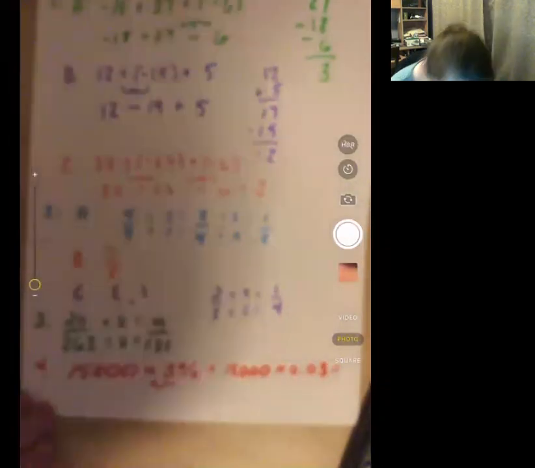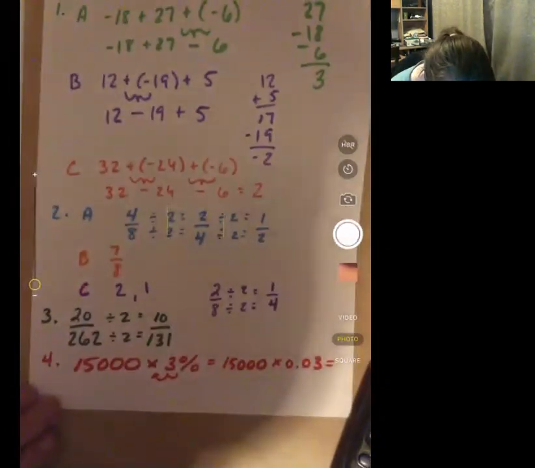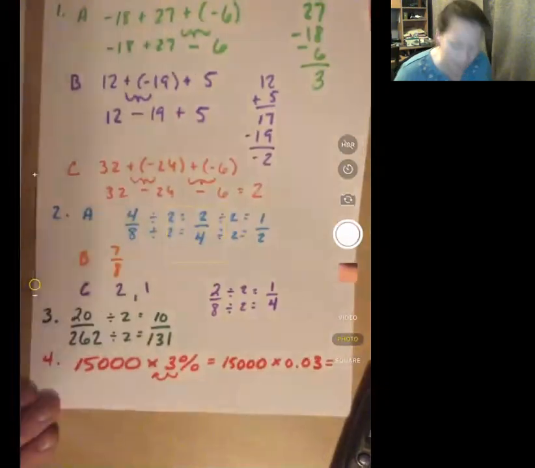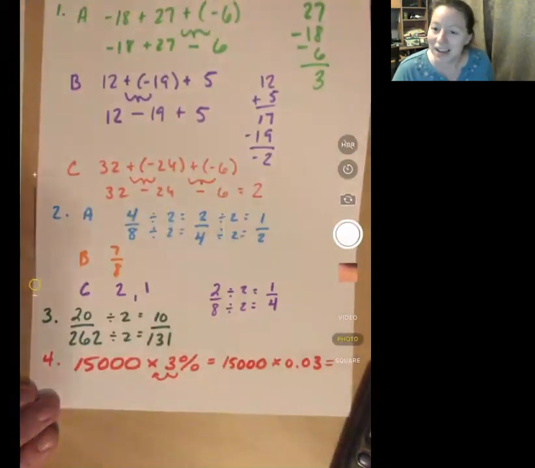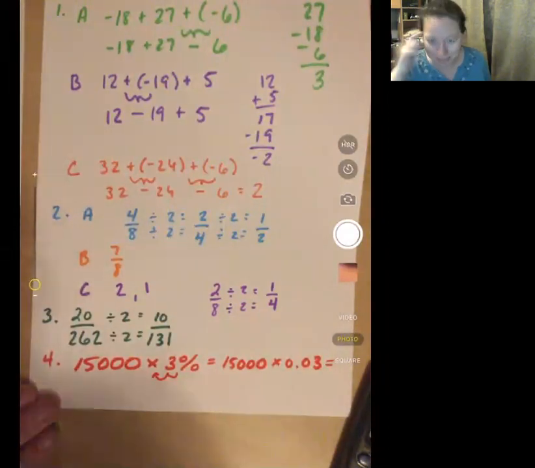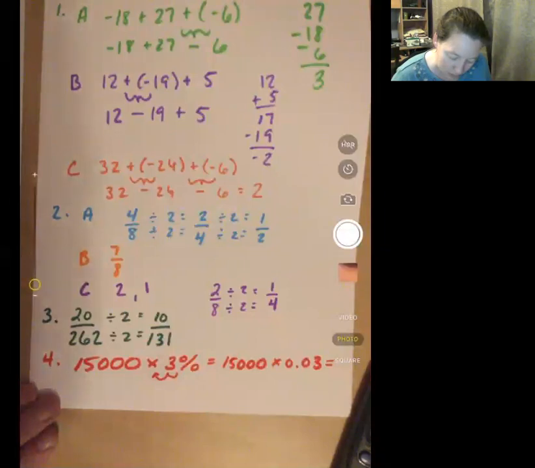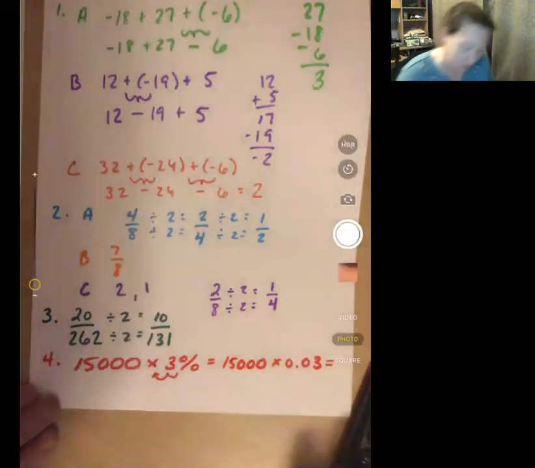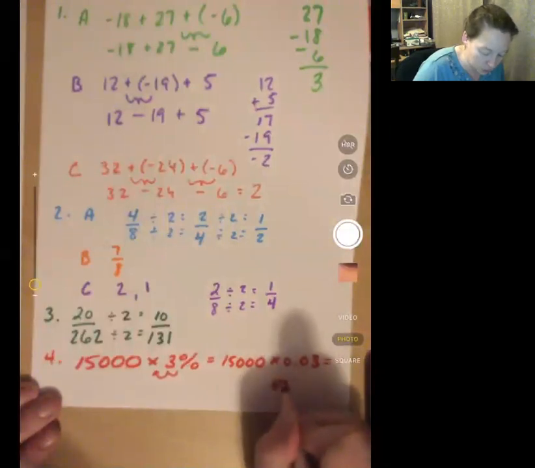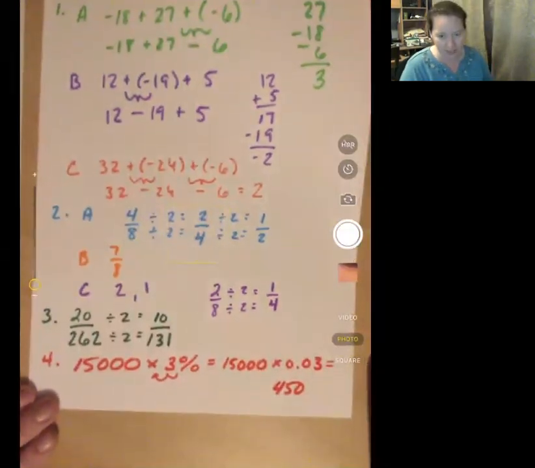Oh, I'm sorry, I ended up with an absolutely massive number, and I couldn't figure out where I got that from. 15,000 times 0.03. There we go. So that is 450. That's how much probability says are going to be late.